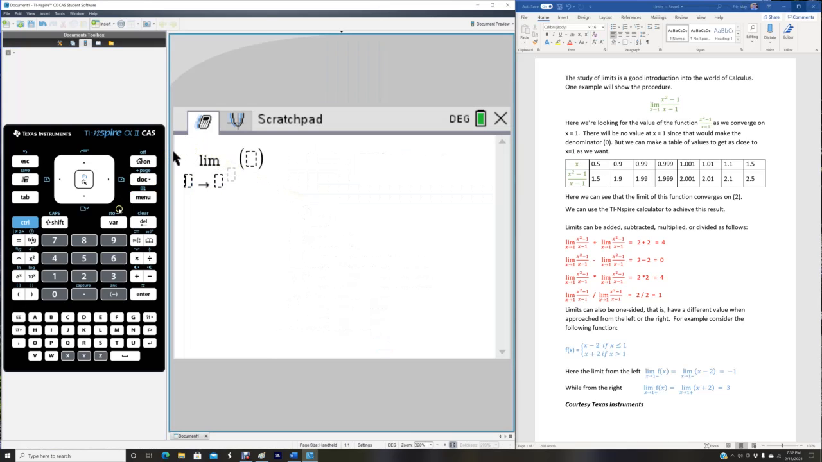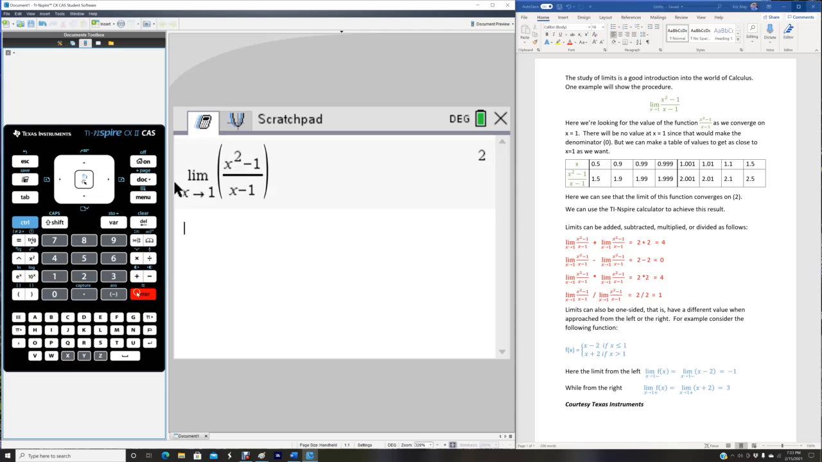So here, x as it goes to 1, and then here the limit, we'll put a parenthesis in here for you, and it'll be x squared minus 1, right parenthesis, divided by, left parenthesis, x minus 1, right parenthesis, and right parenthesis again, and enter. And you can see it comes up with a value of 2, just like we saw that it would over here.